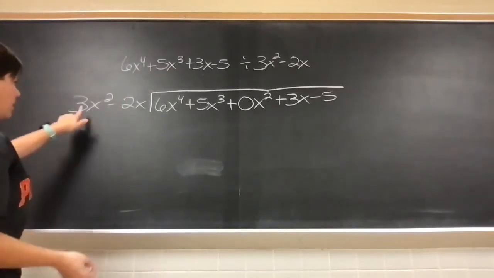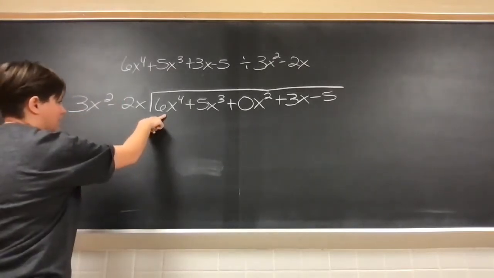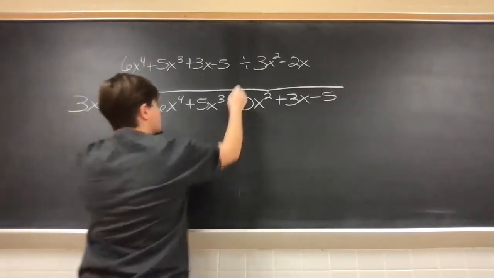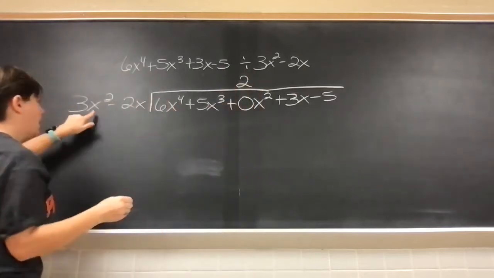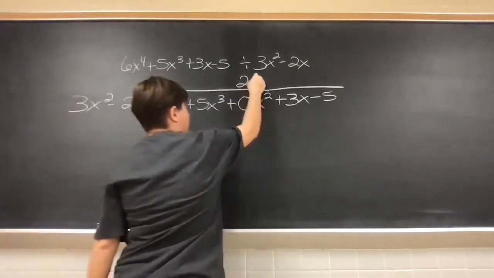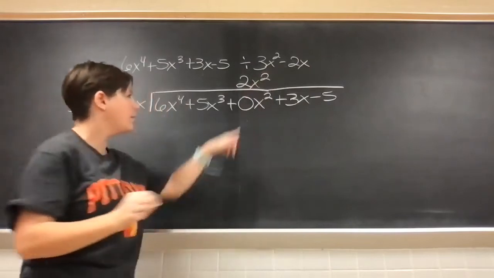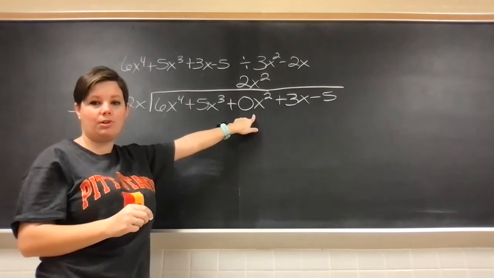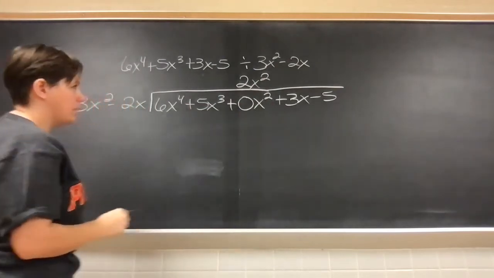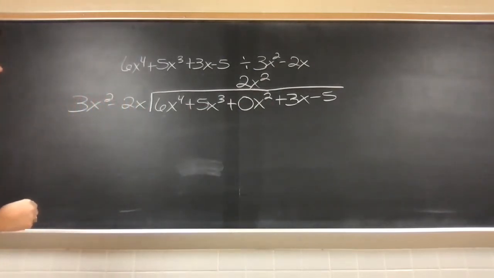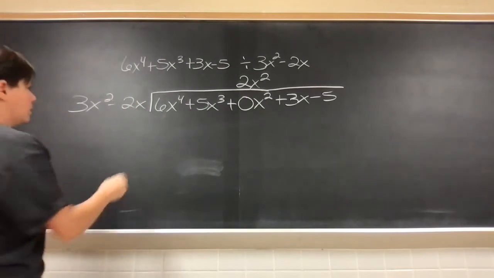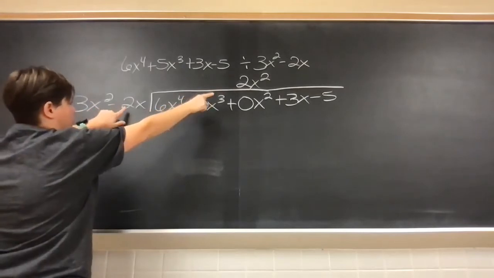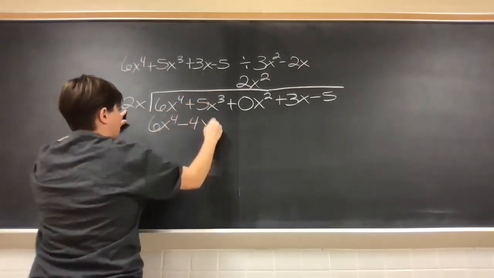Okay, so I'm looking at 3x squared into 6x to the 4th. Well, 3 goes into 6 2 times. X squared goes into x to the 4th. I'll need an x squared. Notice when I write my answers on top, I put them underneath the placeholder on bottom. That's just an organizational system. It helps it to stay in place. So that's going to give me 6x to the fourth, and then 2 times a negative 2 is a negative 4x to the third.